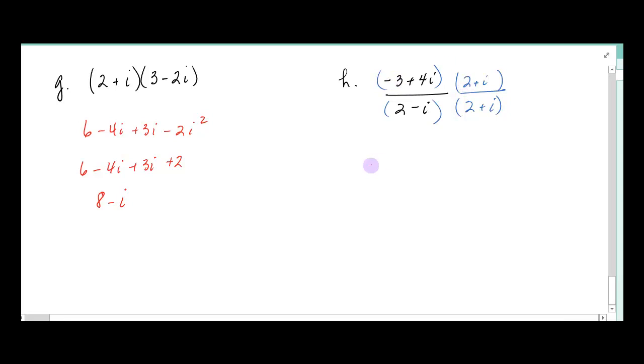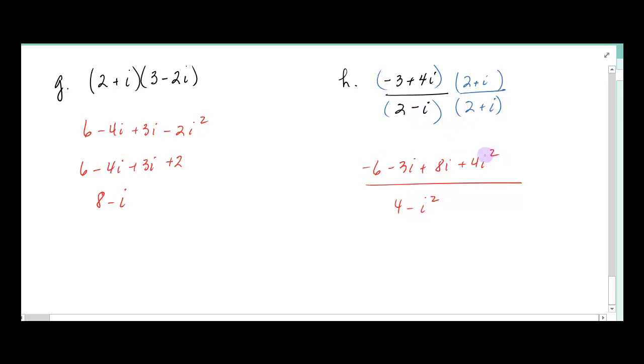3 times a negative 2 is a negative 6. That's the first. The outer is minus 3i. The inner is plus 8i. And then the last is plus 4i squared. Now notice what happens to the denominator. We have the first terms, which would be 4. Then we have the outer term, which is a plus 2i, and the inner, which is a minus 2i. So plus 2i, minus 2i cancel each other out, and I'm left with minus i squared.